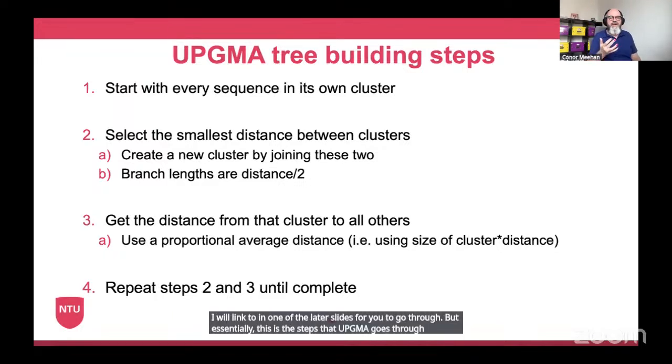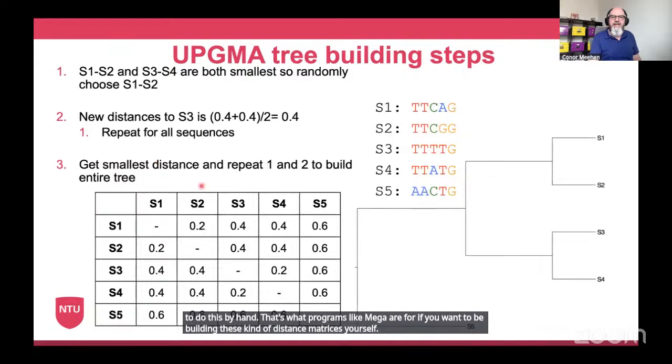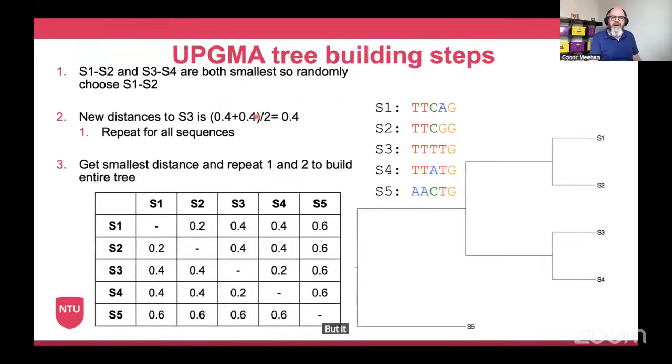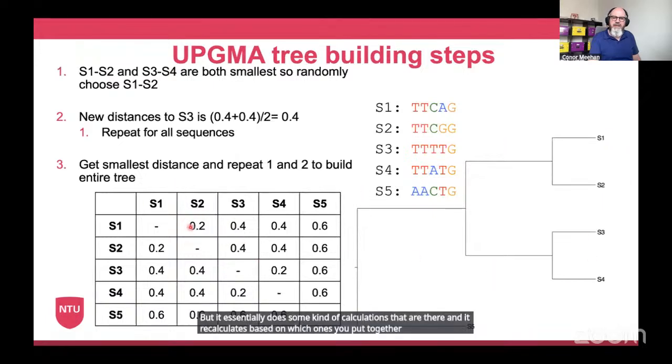You don't have to do this by hand. That's what programs like MEGA are for if you want to be building these kinds of distance matrices yourself. But it essentially does some calculations, and it recalculates based on which ones you put together. So you can see that sequence 1 and sequence 2 are coming together because they have the shortest distance. Sequence 3 and sequence 4 are coming together because they also have a very short distance. And sequence 5 is very different from everything, so it sits at the end, is essentially how that works.